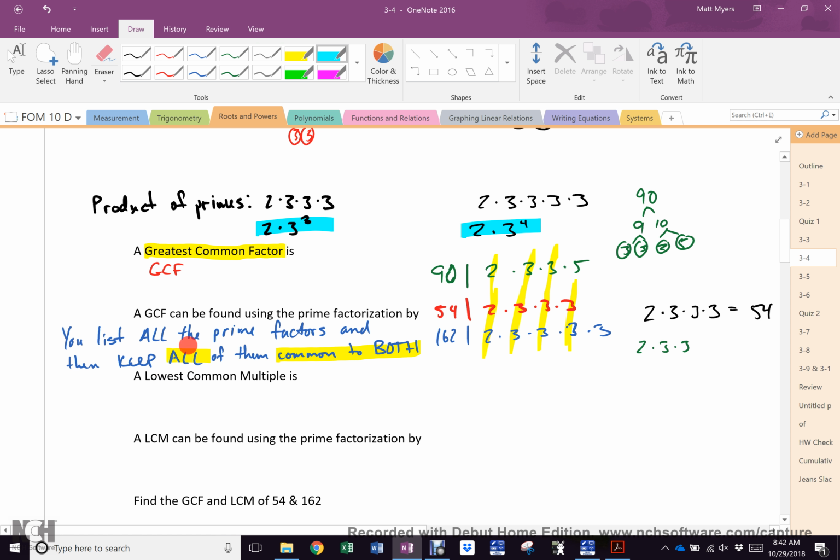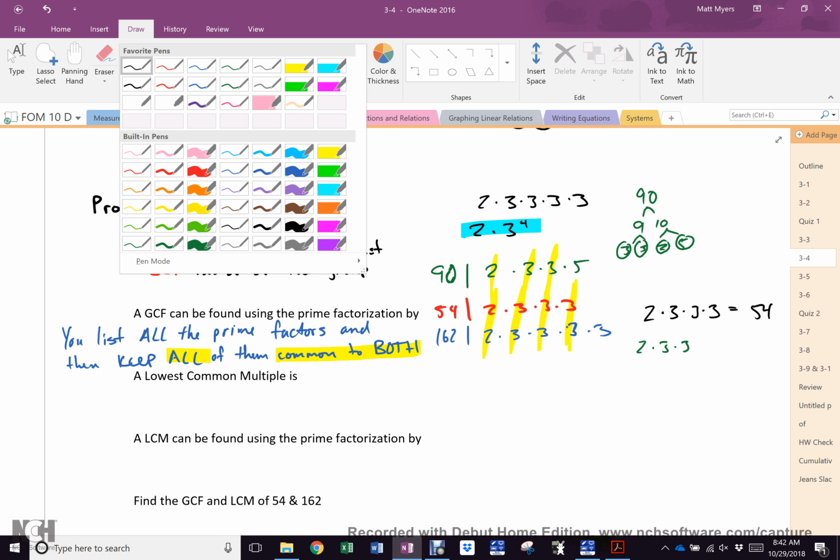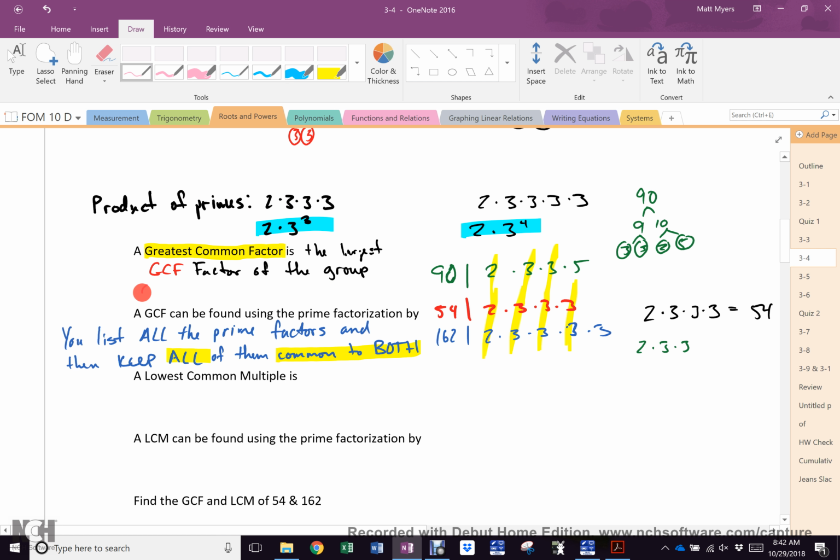Lowest common multiple. Oh, we never defined GCF. GCF is the largest factor of the group. Now, in pink, I'm going to write something different here. GCFs are less than or equal to the lowest number of the group.